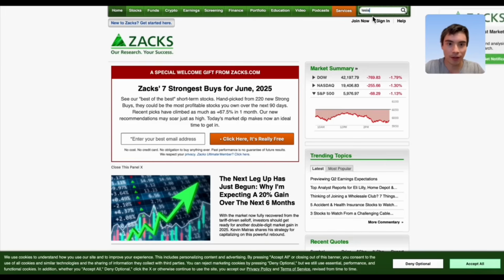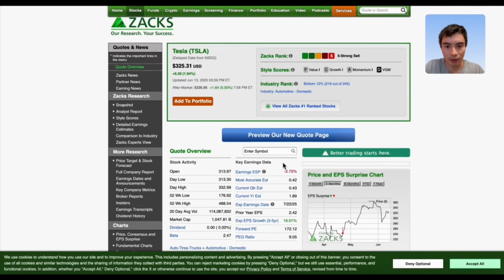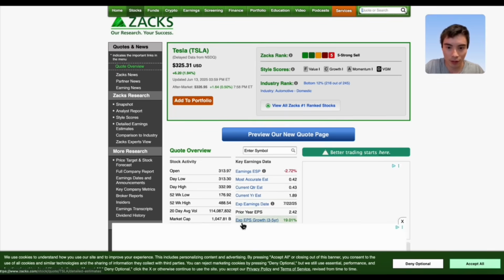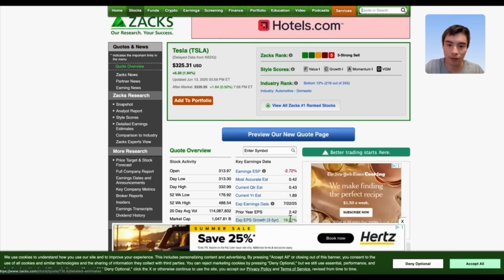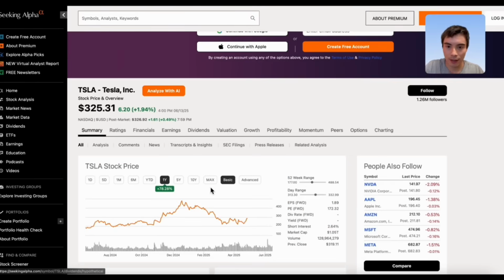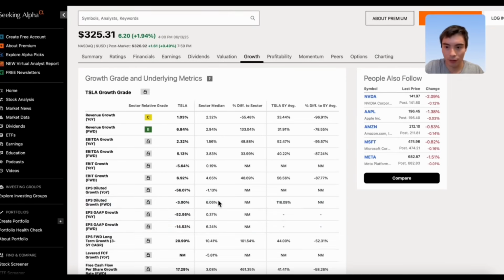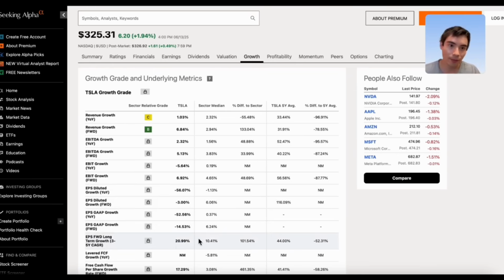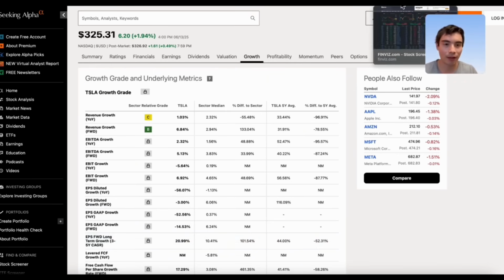You can also type in Tesla. They say 19% here. Expected earnings per share growth 3 to 5 years, 19%. Okay, let's go back and then go to growth. And here we can see earnings per share for long term 3 to 5 years, 21%. So let's just take an average of 19% for our estimated value.